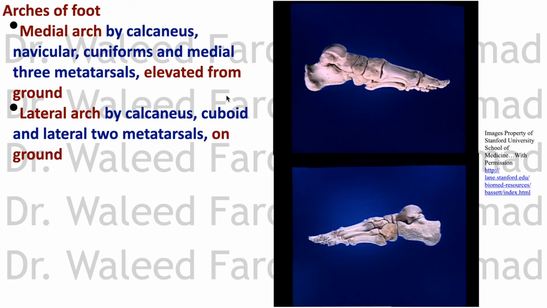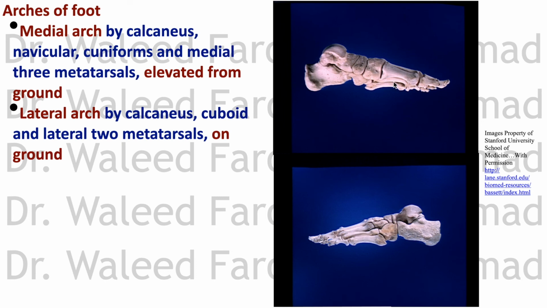Now we'll talk about another issue, which is the arches of the foot. We have the medial longitudinal arch, the lateral longitudinal arch, and the transverse arch. These arches form because of the way the tarsal bones and metatarsal bones articulate together, with, of course, the ligaments that fix them. Okay? So they form arches.